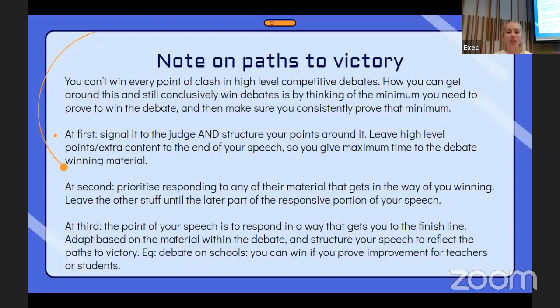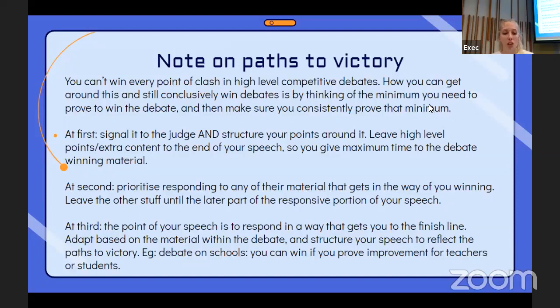So after you've said that little path to victory, or here's our burden, you want to make sure you're still structuring your points around it. Literally everything that you say in a 6 or 8 minute speech should be working towards that goal. If the goal of the debate is to get the most benefits to the economy, but you have a side point about culture, you probably shouldn't be starting your speech with that point about culture. Leave it to the end so you can give maximum time to all of the relevant points to the debate.